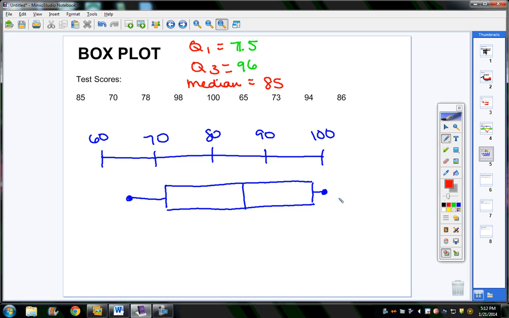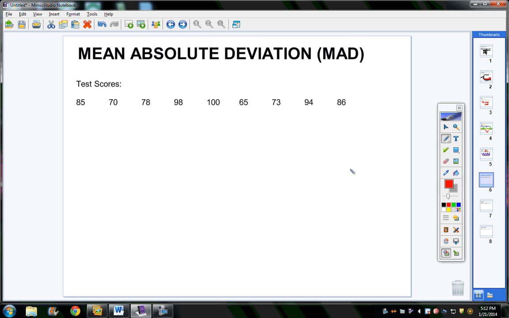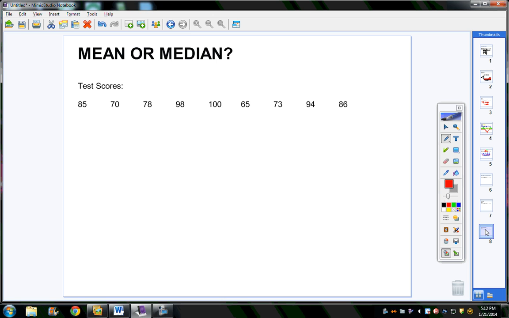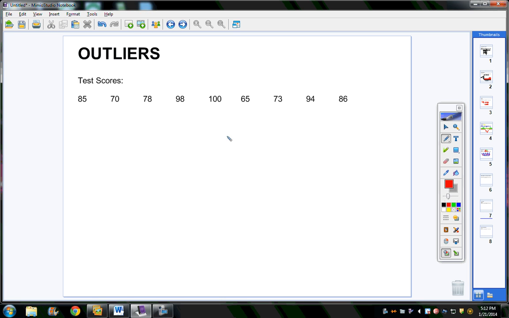And it's not labeled, but we know that this is the lower limit, the lowest number, which is 65. We know this is our highest number, which is 100. We know that this is quartile 1, which is 71.5. We know that this is the median here. That's what that line stands for. And that this line stands for quartile 3. Now, actually, let me skip. Let's go to outliers.